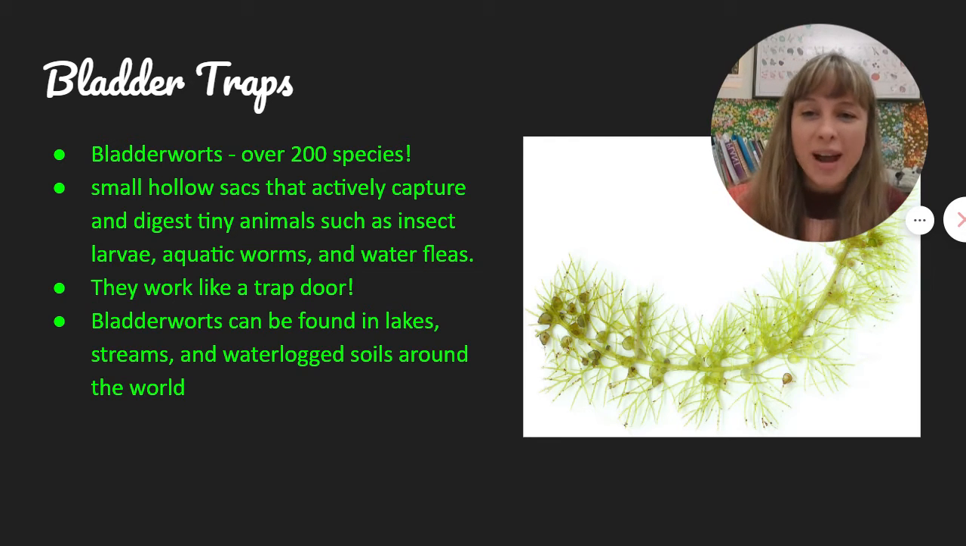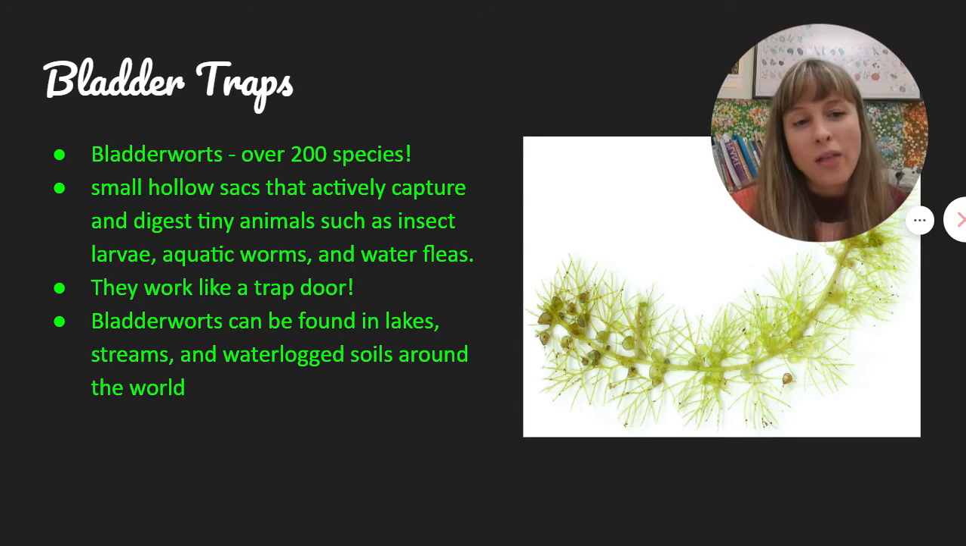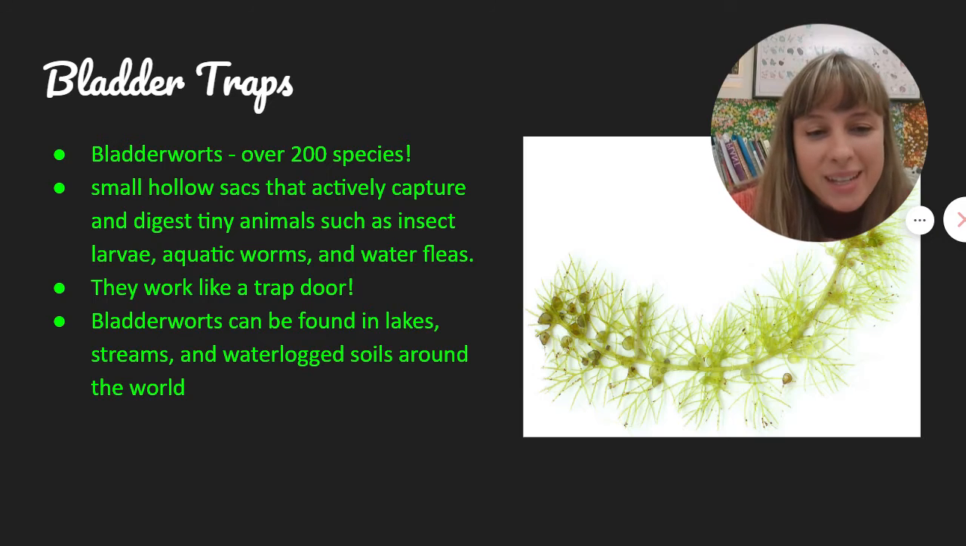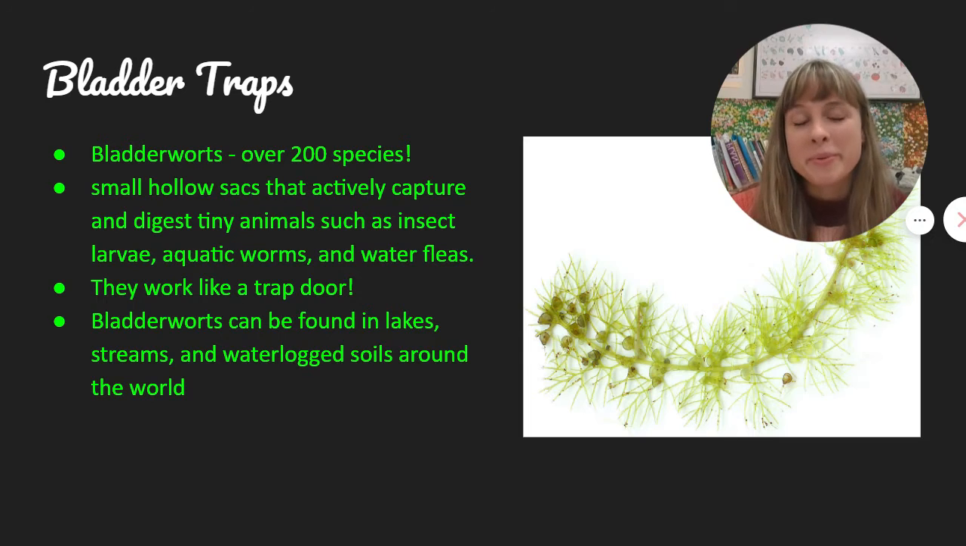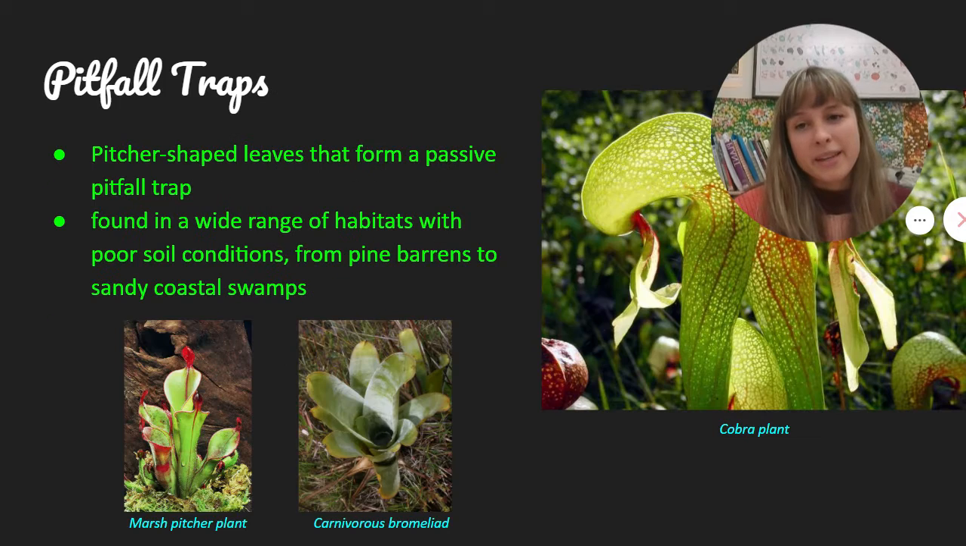There are also bladder traps. So there's over 200 kinds of bladderworts. They grow in aquatic environments, and they have these small hollow sacs, and these tiny prey like water fleas or aquatic worms swim in, and then the door shuts and they're trapped, and they're slowly digested. I guess absorbed would be the better word for it. And bladderworts can be found in lakes and streams and waterlogged soils. So not just bogs, but bogs are an example.